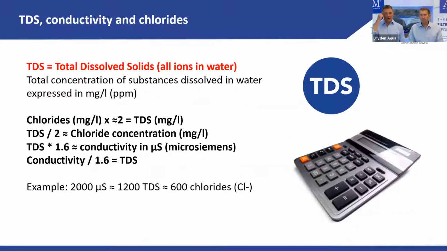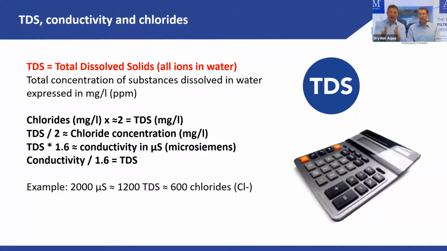So let's go a little bit deeper. Philip, you want to explain the TDS? So TDS means all ions in the water, all dissolved substances in the water. These are ions that are being measured, and they are expressed as milligrams per liter. And there are now 3 different terms: there's TDS, there's conductivity, and there are the chlorides. You can compare them to each other. And this is what you have here.